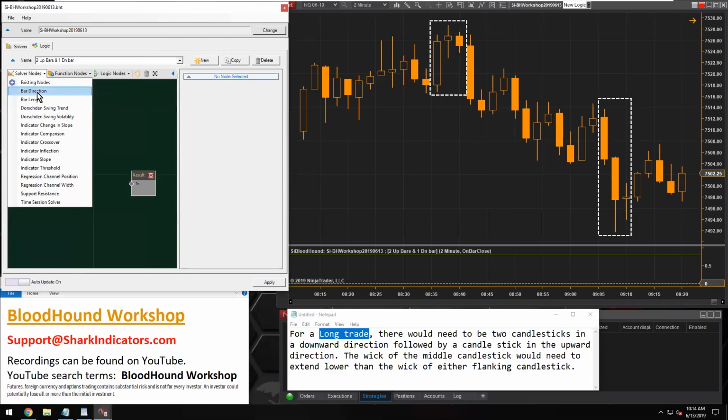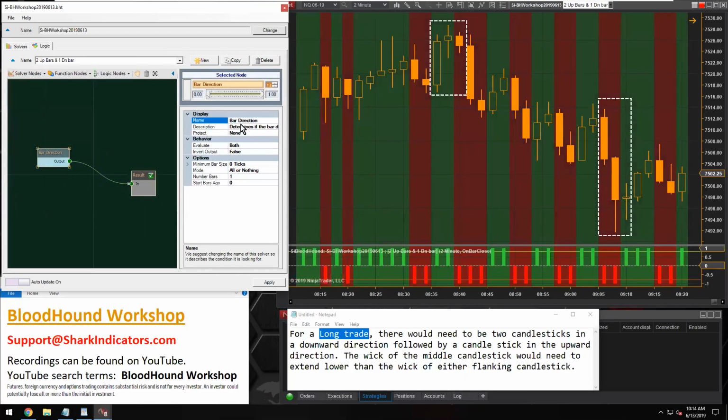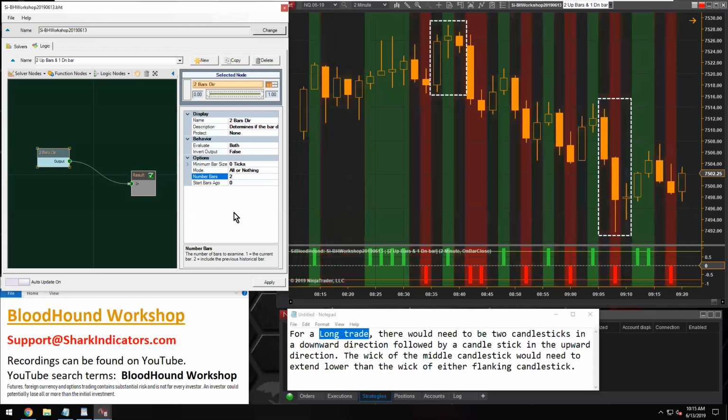So let's start with the bar direction solver. Let's connect that in. And let's look for two bars. And then to change the settings here, number of bars, let's change number of bars to 2, like so. And there we go. So now we can see on the second bar in the same direction, we start getting signals here. So as long as the bars keep pointing in the same direction, we'll get an output here.